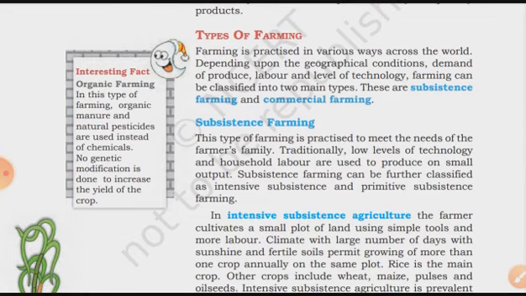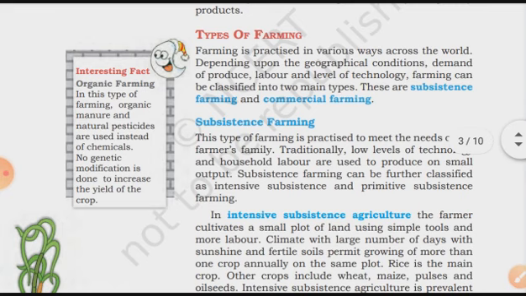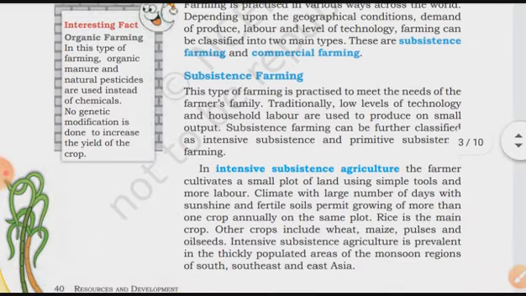Here they have shown that depending on the geographical conditions, meaning which sort of temperature there is and which sort of rainfall that particular region receives, as well as the demand for the produce, whatever things are being produced over there, and labor, and the level of technology, meaning whether we use old methods or modern methods for farming. Based on all these things, farming can be classified into two types, that is subsistence farming and commercial farming. Then they have given here about subsistence farming.